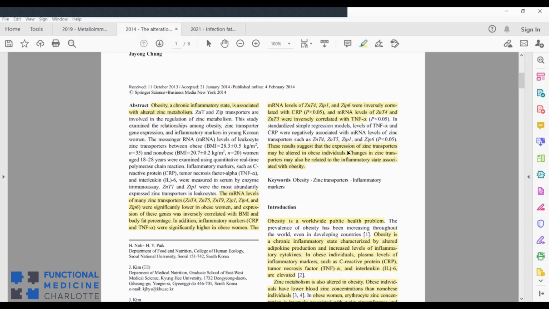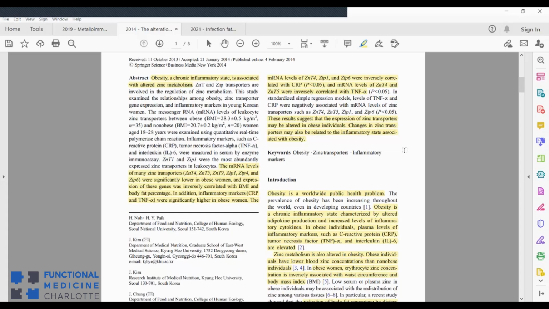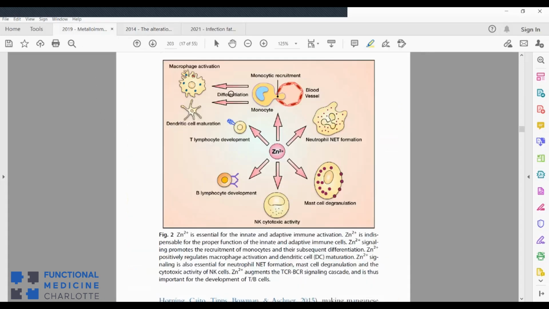These results suggest that the expression of zinc transporters may be altered in obese individuals. Changes in zinc transporters may also be related to the inflammatory state associated with obesity. So they don't come out and say it directly, but they're basically saying the inflammatory state that obesity causes is associated with decreased zinc transporter levels. And so decreasing zinc transporter levels will put a stick in the spokes of zinc's role in our immune system.